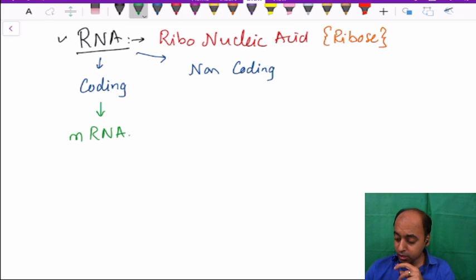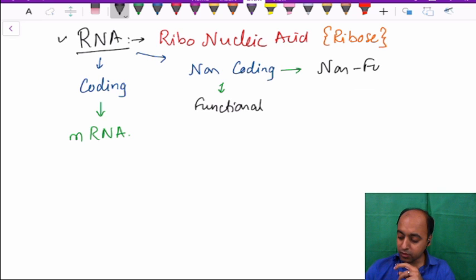Among the non-coding RNA, we can subdivide them as functional and non-functional. Although most of the books use a different classification, which is the small and the long non-coding RNA. I'll talk about the small and long once I have listed the functional non-coding RNA.